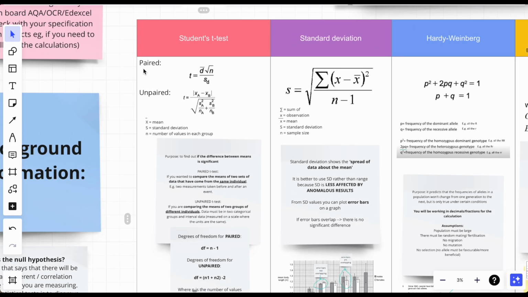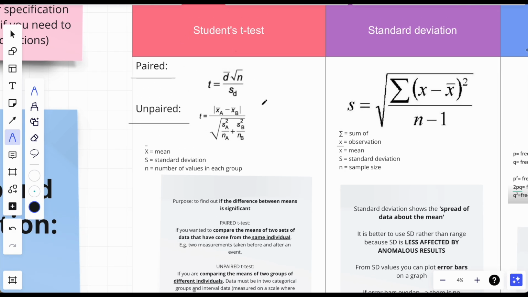Students t-test. Basically, as I said, there are 2 versions of this. Number 1, there's paired and there's unpaired. In terms of how you calculate it, I've never seen an exam question saying, oh my god, use this formula to calculate students t-test for paired. No, I have not seen that for paired, but I have seen it for unpaired for OCR A.